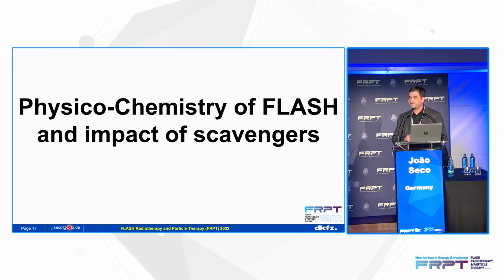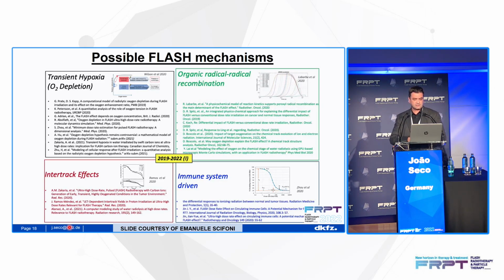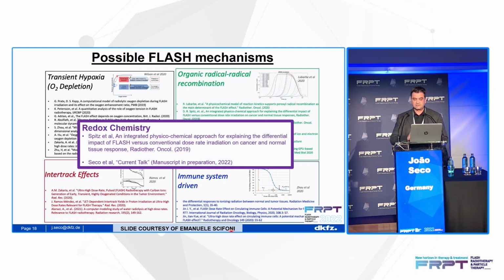I also wanted to differentiate the concept of OER, which is very specific to the cell, in fact, not the radiation. So I used this slide from Emmanuel Sifani about all these possible mechanisms on the FLASH. There are four main areas: the transient hypoxia, which is related to O2 depletion, organic radical recombination, the intertract, and the immune system. I'm not going to get into this one. I think there is one additional area that's missing that is related to redox chemistry. And I will discuss the Spitz paper from 2019, and the current talk will focus primarily on this redox chemistry and how that affects the FLASH.